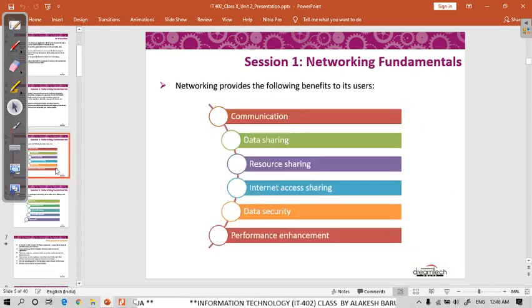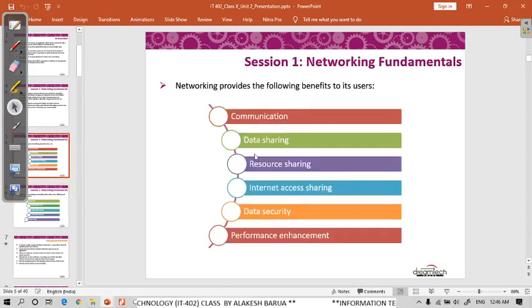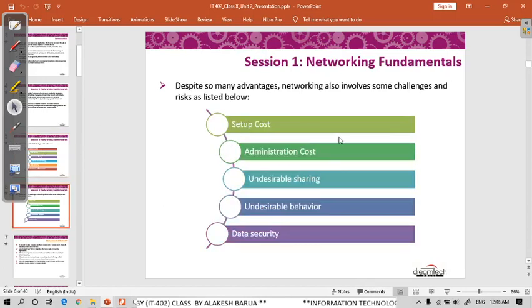disadvantages. Not all things have advantages. There are certain disadvantages also in networking. So these are the following disadvantages. However, advantages outweigh disadvantages for computers in a network. The first disadvantage is setup cost.